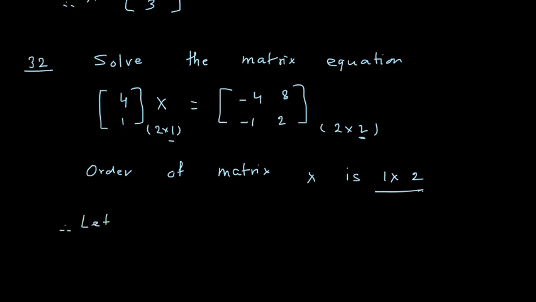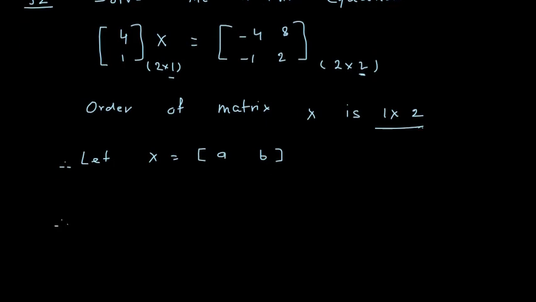Therefore let x is equals to, I want 1 cross 2, 1 row and 2 column. So we can take it as AB. Okay. So therefore here I have 4 1 multiplied by AB, and the result we get is minus 4 8 minus 1 2.